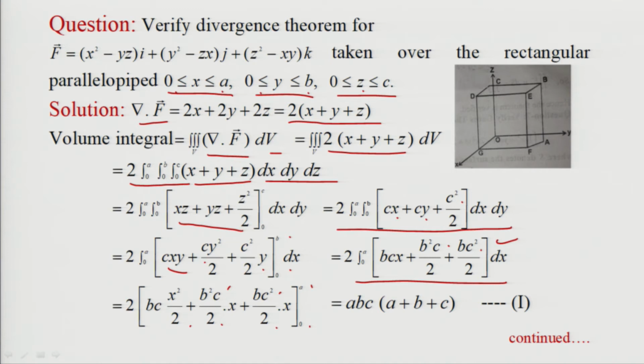When we put the values of the upper limit and lower limit, we can write this as abc into a plus b plus c. So, this is the value of the volume integral, that is, the integral of divergence of f dV over V is equal to abc into a plus b plus c. So, this is the first expression.